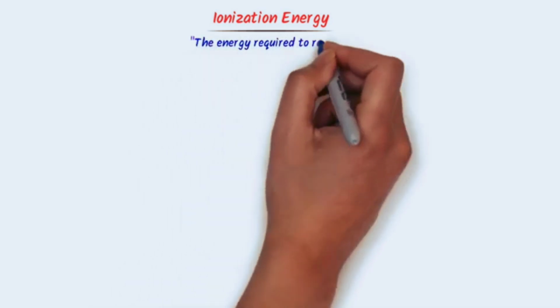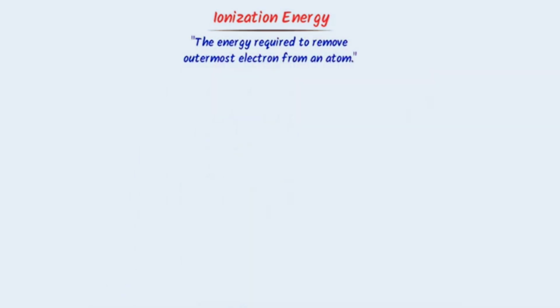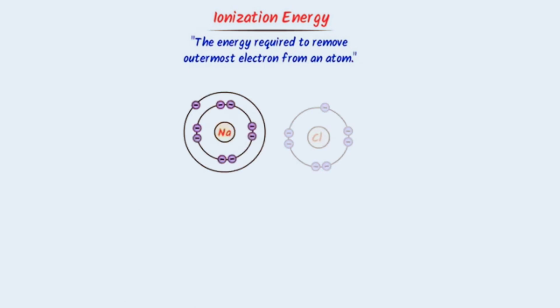We define ionization energy as the energy required to remove the outermost electron from an atom. For example, consider sodium and chlorine. It is very easy to remove an electron from sodium. So sodium has smaller ionization energy. On the other hand, it is very difficult to remove an electron from chlorine. So chlorine has higher ionization energy.